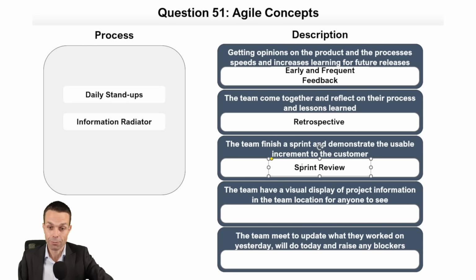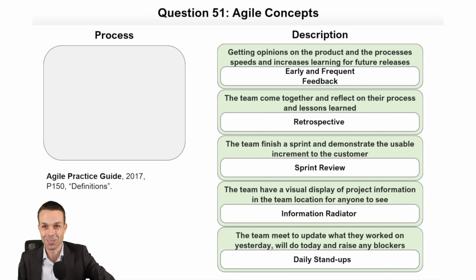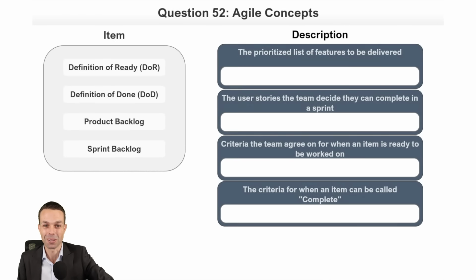The team have a visual display of project information for anyone to see. That's our information radiator. And when the team are meeting to update what they worked on yesterday, what they're going to do today, and raise any blockers, that's our daily stand-up for Agile ceremonies. Let's have a quick look here. Okay, we did get those correct. Page 150 under definitions in the Agile practice guide. How did you guys go with that one?